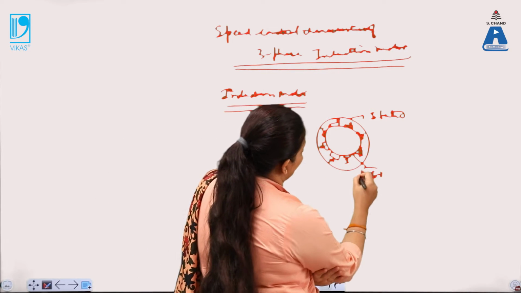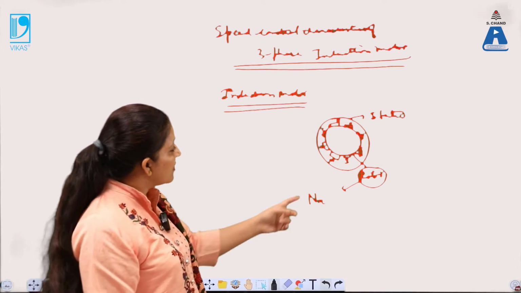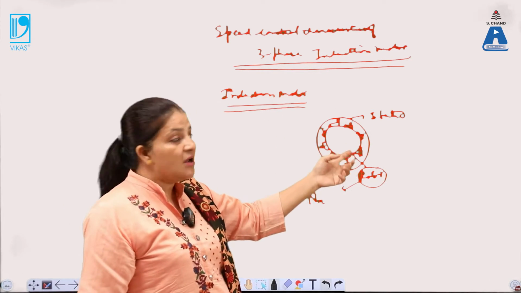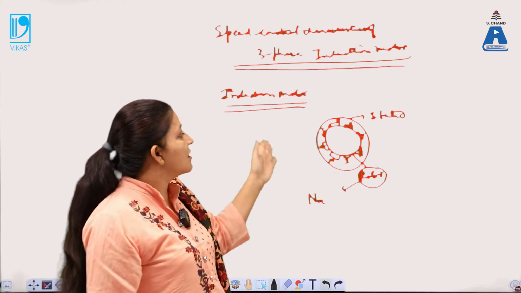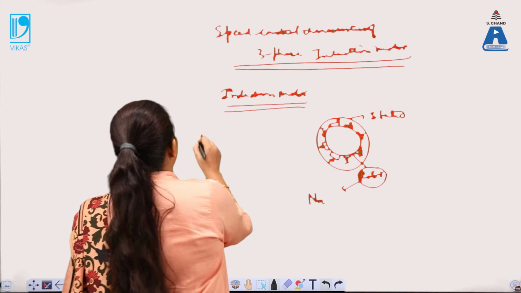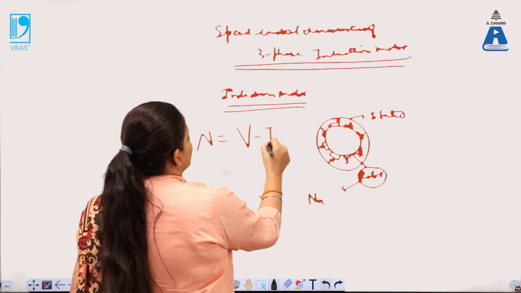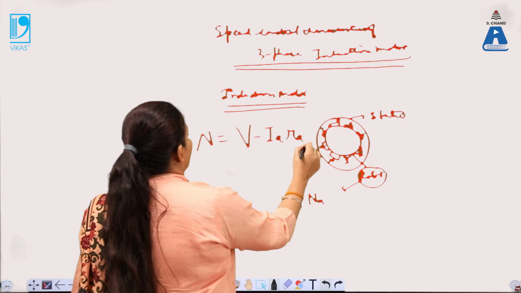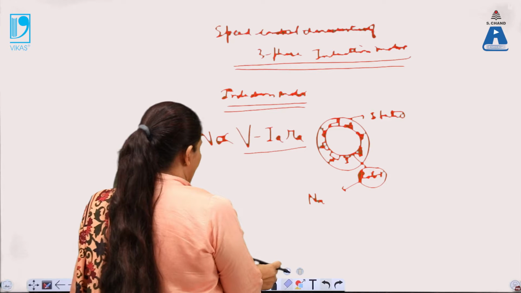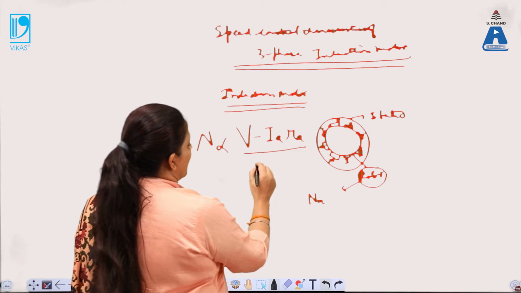Now, here the speed of the rotor can be varied by changing the magnetic field. When the magnetic field goes on changing, the flux is introduced. Due to the change in the flux, the current is changed, and automatically the speed will also change. So, this rotor speed can be given by the formula: speed is proportional to V minus IA RA upon phi.